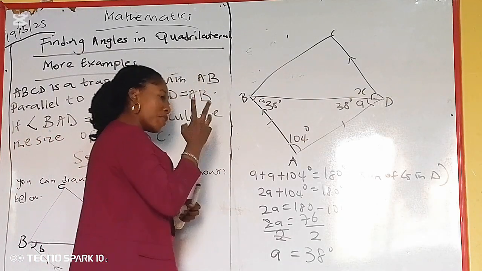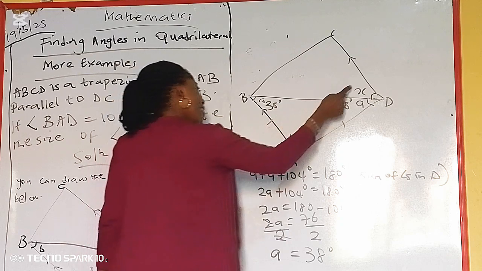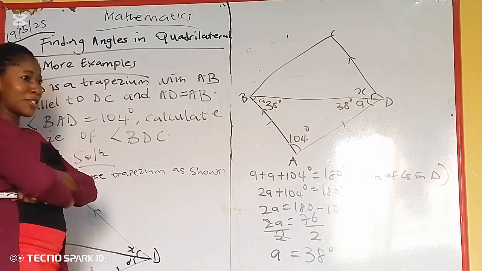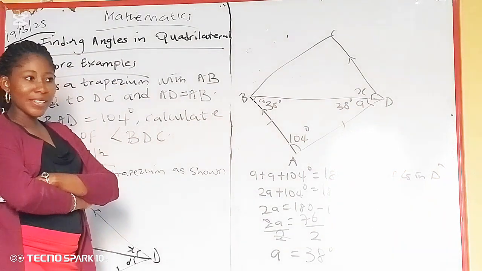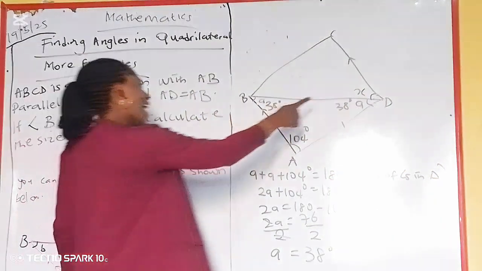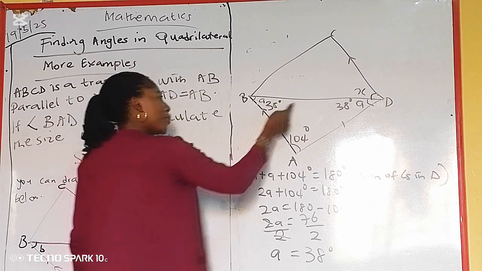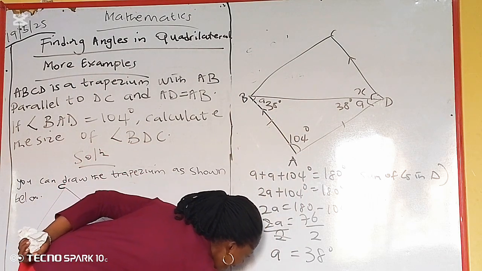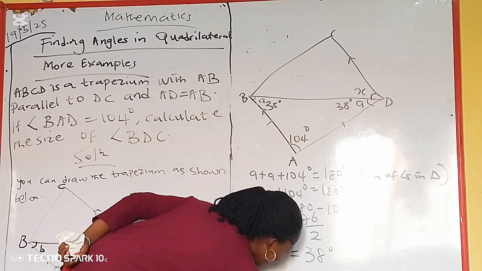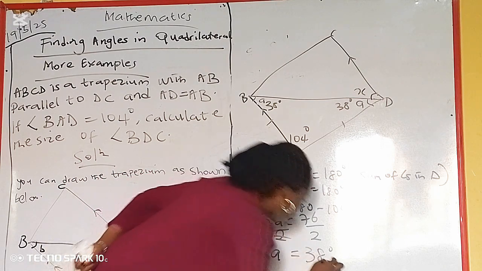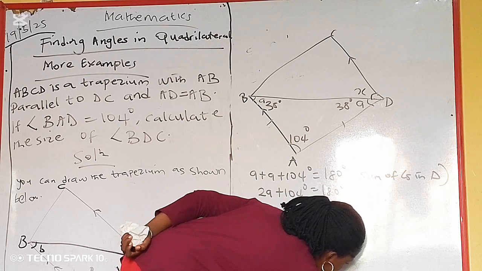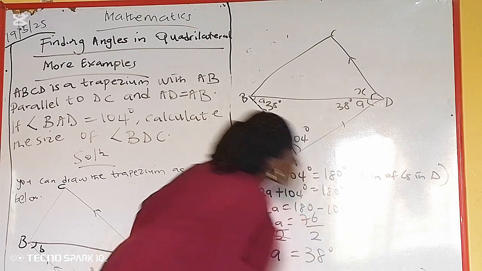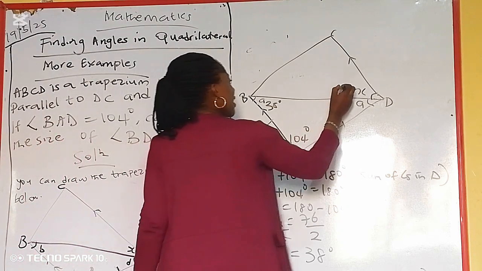Now look at it very well. What is the relationship here? X is here, A is here, X is here, A is here. Is there a relationship? X is an alternate angle to A. Therefore, X is equal to A, which is equal to what? 38 degrees. Why? Because alternate angles are equal. Therefore, this will be 38 degrees.